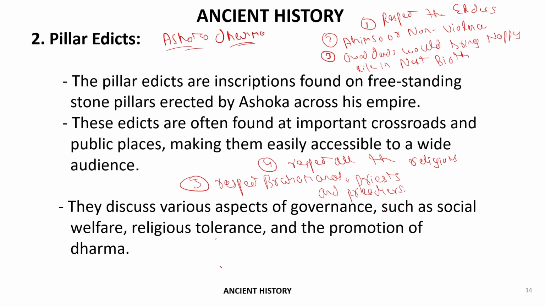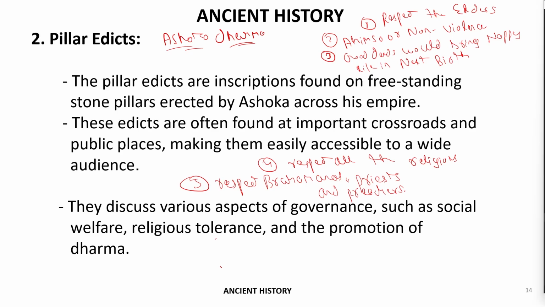First, he said that we should respect the elders. Second point, he said that we should be ahimsa or non-violent people. Third point, he said good deeds would bring a happy life in the next birth. Generally saying that if you have done good in this life, you will have a good life in your next birth. Similar thing was written in the Ashoka dharma. Fourth thing, he said that respecting all the religions should be our priority. And the fifth point, he said respect Brahmins, priests, and the preachers of the religions. Okay, so these were the components of the Ashoka dharma.